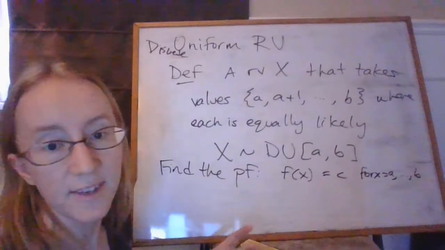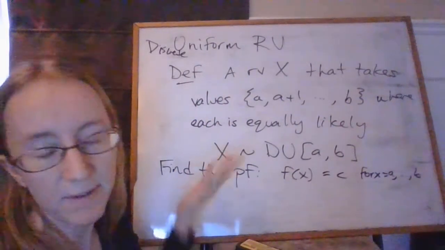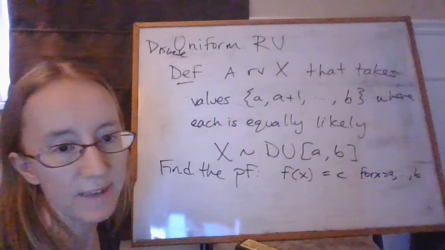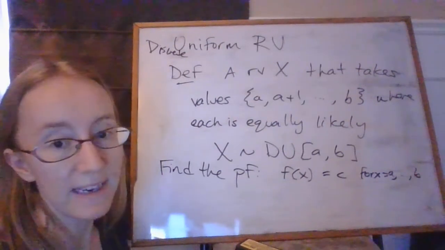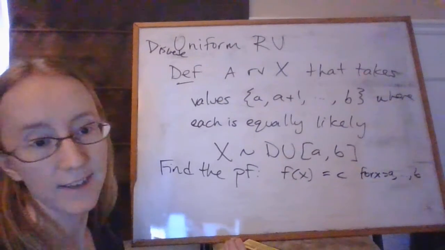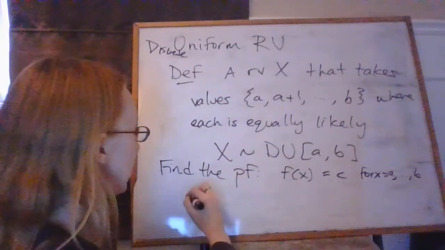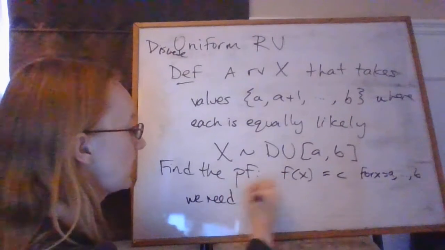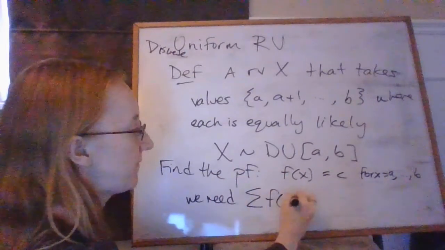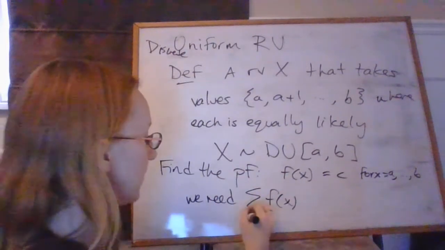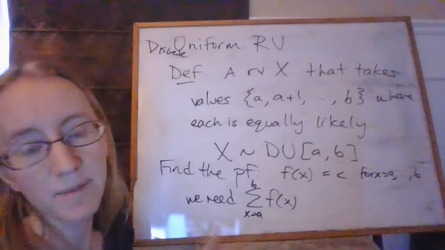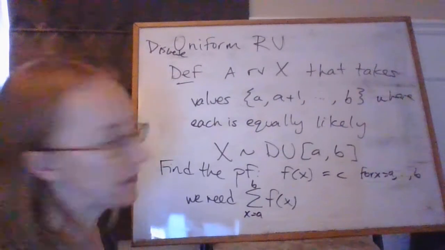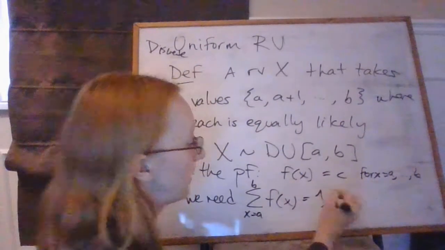So it has to be a constant because of the way we've defined it. We've defined it to be equally likely for all of its values. And so we need to use the properties of probability functions to figure out what that constant is. So we know that we need the sum of the probability function over all of its values from x equals a up to b inclusive. We need that sum to be 1. That's one of the properties of probability functions. So we need this to equal 1.